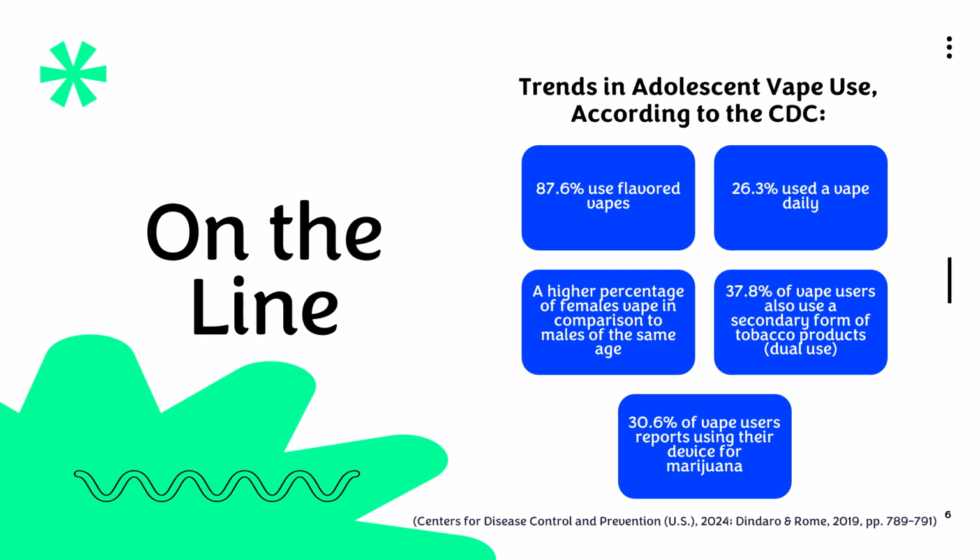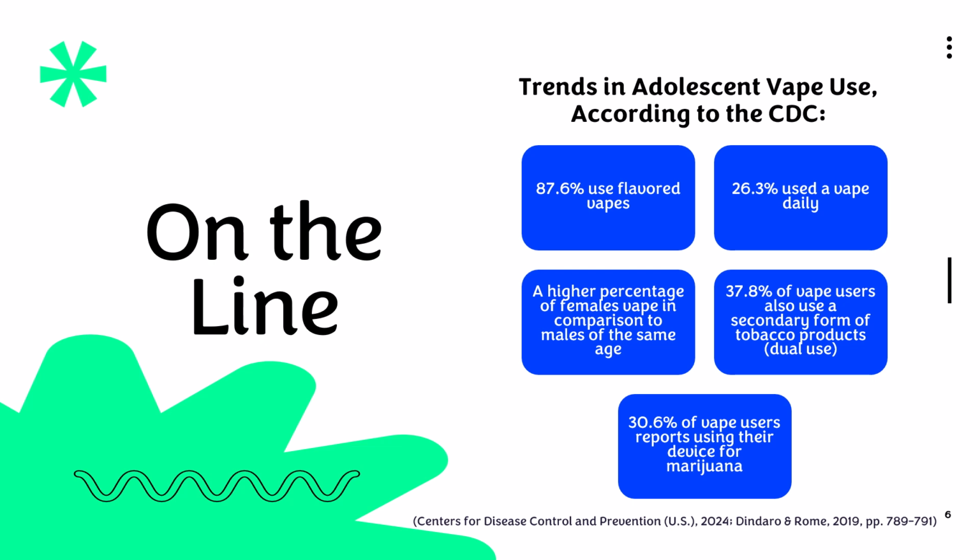26.3% use a vape daily. Typically, those are going to be one use, so once they're done, they can just be thrown away. So they're the disposable ones. There is a higher percentage of females vaping in comparison to males of the same age, which I thought was really interesting. But if you look at societal pressure, that makes a little bit more sense. Males are typically more interested in smoke-free tobacco products like chewing and dipping, things like that.